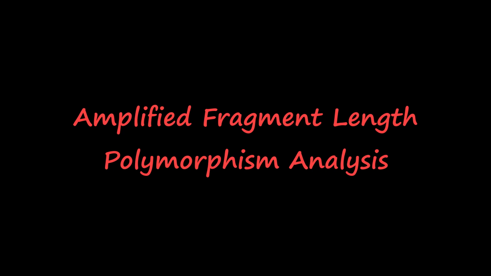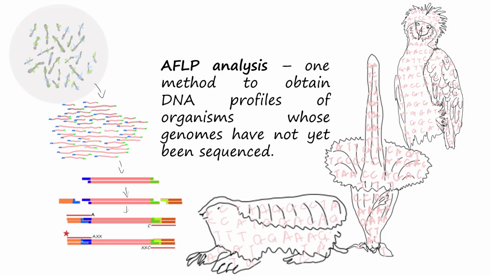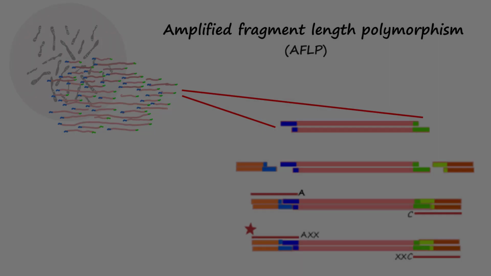Another method of DNA profiling is amplified fragment length polymorphism analysis. AFLP analysis does not necessitate knowing the organism's genome sequence to design specific primers and does not need probes with sequences complementary to the DNA of the organism being studied.